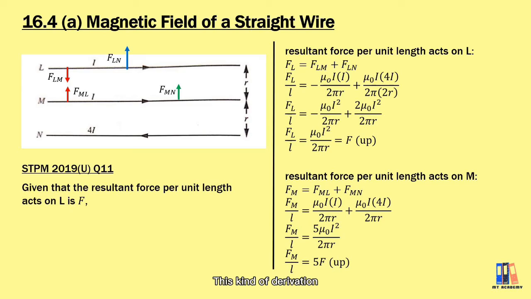This kind of derivation question requires you to observe the diagram and learn how to use the formula. You can also derive the resultant force per unit length on N, and I will leave the answer here for you to check. It is equal to negative 6F, and it is a downward force.